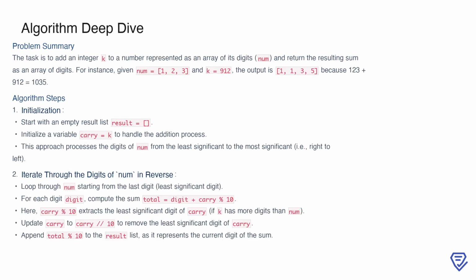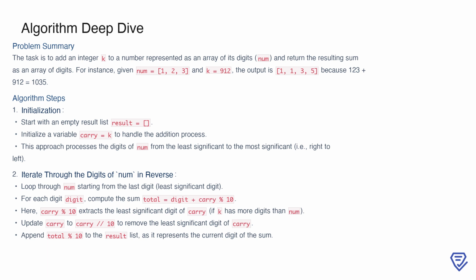To start, let's break down the problem. We are given a number represented as an array, where each element corresponds to a single digit of the number. For example, the array 1, 2, 3 represents the number 123. Alongside this, we also have an integer k, and our goal is to add k to the number represented by the array and return the result, again as an array of digits. For instance, adding 912 to 123 gives us 1035, which we would return as 1, 0, 3, 5.